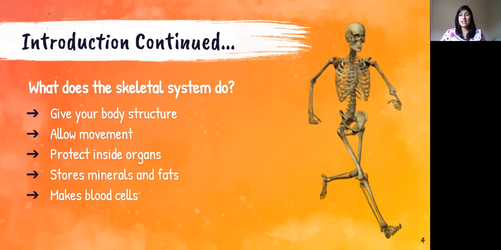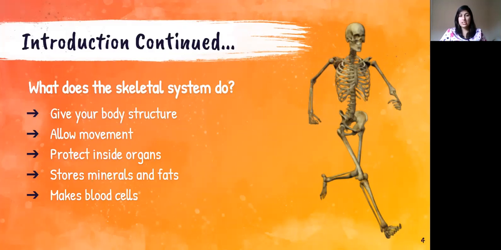It also protects the inside organs, which we've already talked a little bit about when we talked about the ribs with the respiratory system. We were saying the ribs protect our lungs, and they also protect our heart. So those inside organs are well protected with this little outside layer of bones.